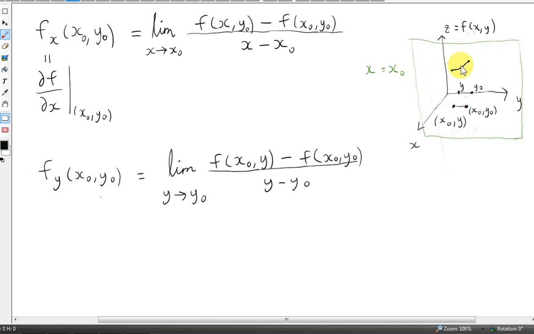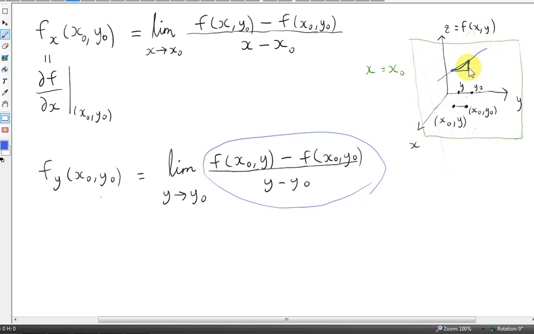So imagine that this is a piece of a curve which is the intersection of the plane x equals x0 and the surface f of x, y. So this is a piece of the cross section of that surface. So the slope of the secant line through these 2 points is given by this quotient here.